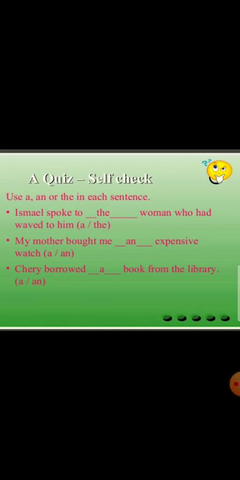Cherry borrowed a book from the library. Book starts with B and B is a consonant. That's why we have used a before book. Children, I think you have understood the concept.